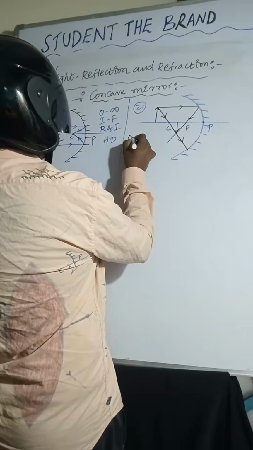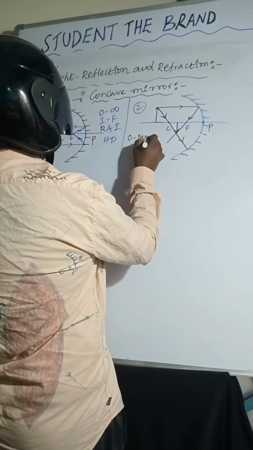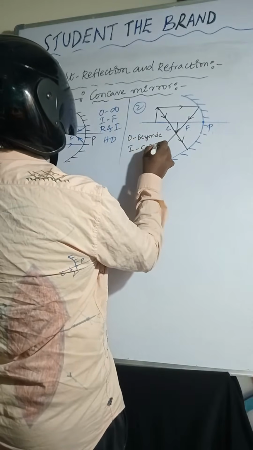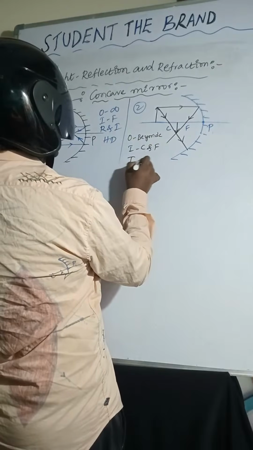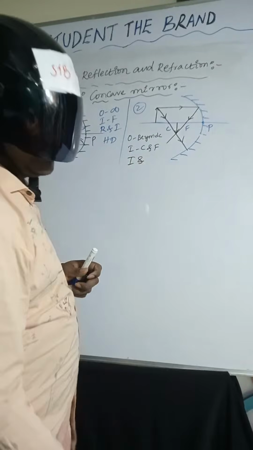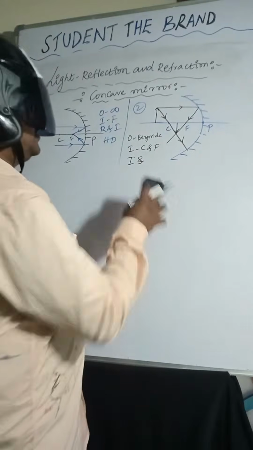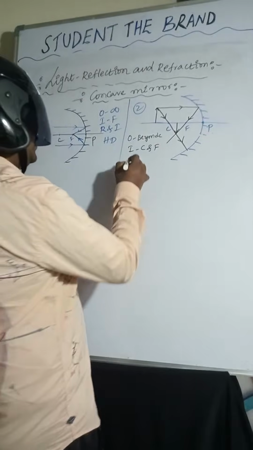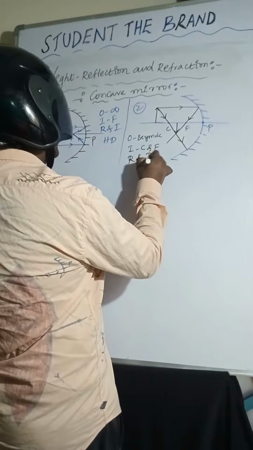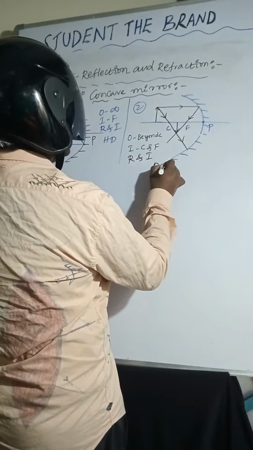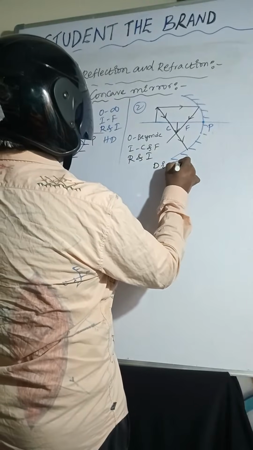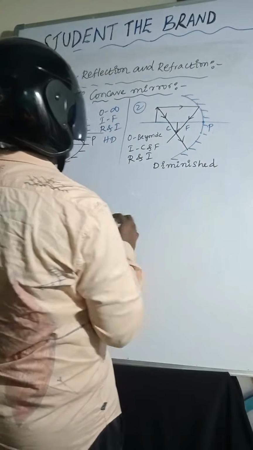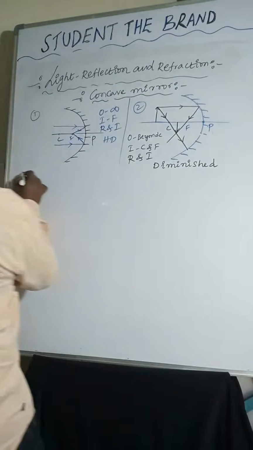Here, object is placed beyond C. Image will form between C and F. Nature of the image is real and inverted. Size is diminished. Okay, so coming to the third one.